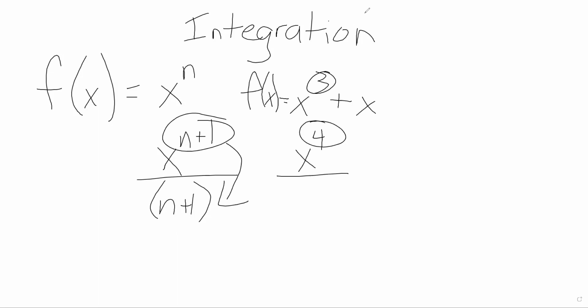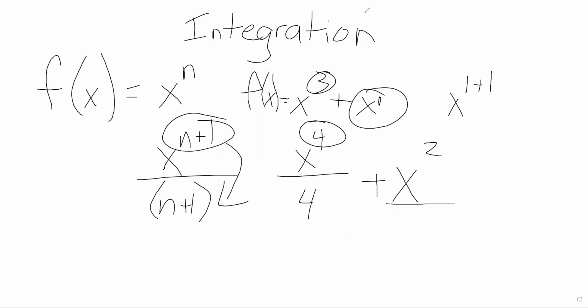So we have the 4, so it's going to be x to the fourth over 4, or 1/4 x to the fourth. But we can't forget about this last part because we're also adding the x. So what is this really? It's really x to the first. So it's going to be 1 plus 1. So it's going to be x to the second over whatever that 1 plus 1 is, so that's 2. And that's our final expression for what the integral is of x cubed plus x.